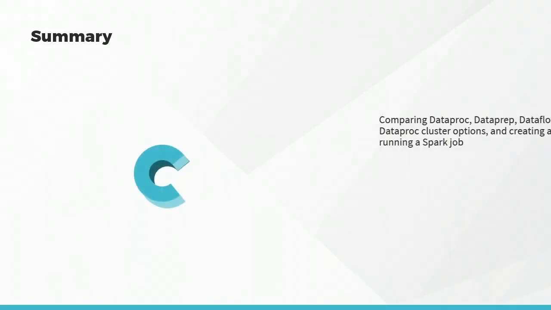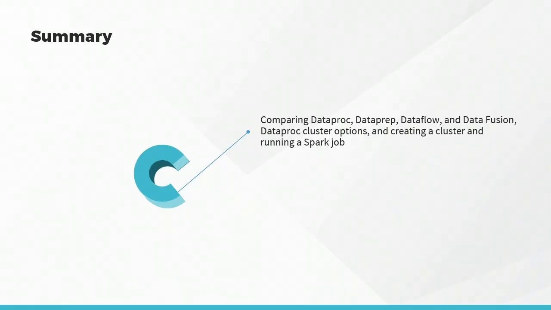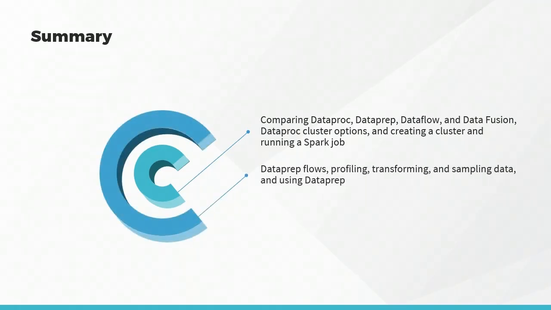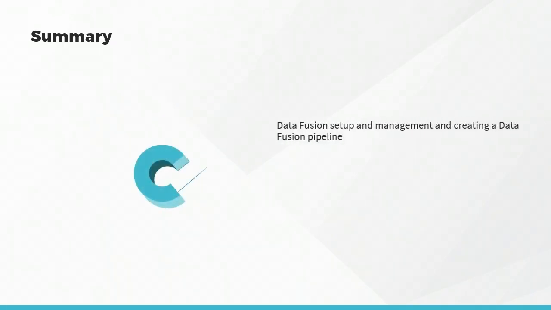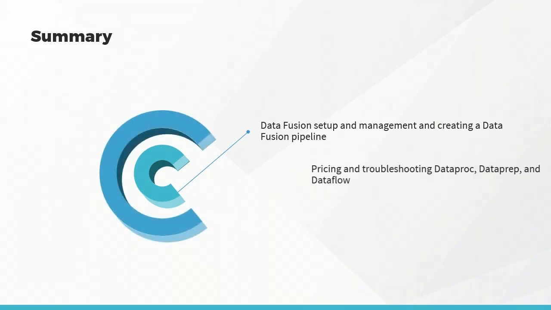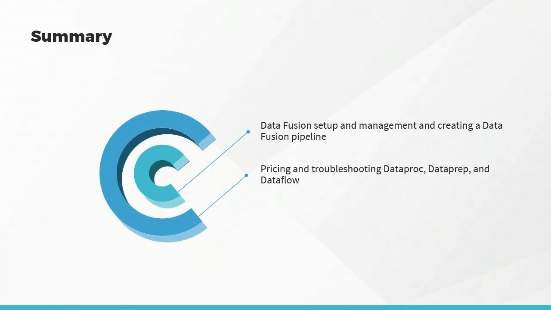So in this course, we've examined how to use Dataproc, Dataprep, Dataflow, and Data Fusion to efficiently manage and optimize data pipelines, ensuring a comprehensive understanding of big data processing tools and their cost implications. We did this by comparing Dataproc, Dataprep, Dataflow, and Data Fusion, exploring Dataproc cluster options, and creating a cluster and running a Spark job. There's Dataprep flows, profiling, transforming, and sampling data using Dataprep. And there's Dataflow and building and deploying a Dataflow pipeline and its options. Data Fusion setup and management, creating a Data Fusion pipeline, and pricing and troubleshooting Dataproc, Dataprep, and Dataflow.